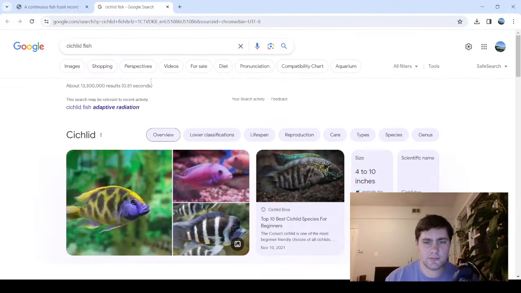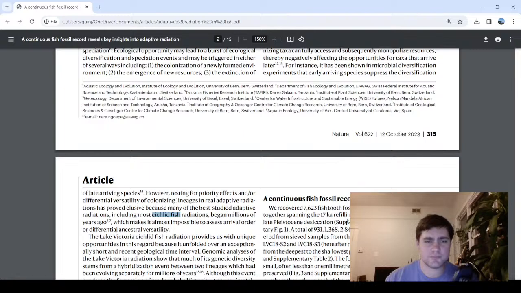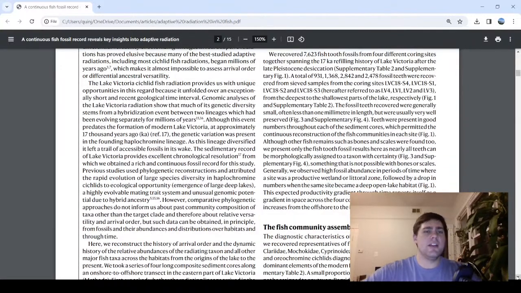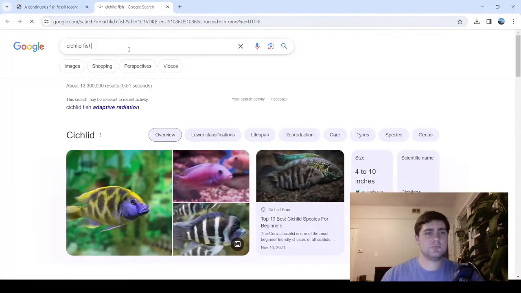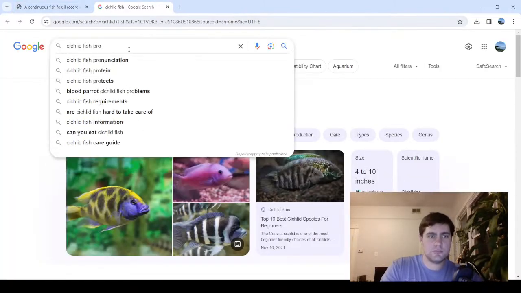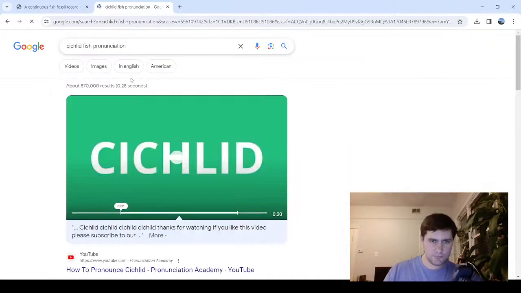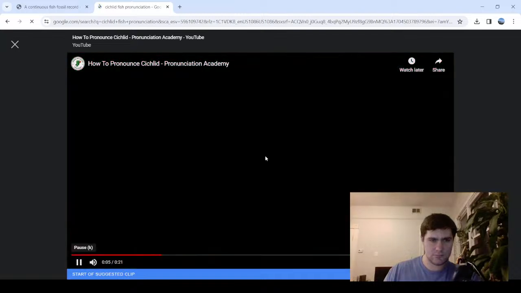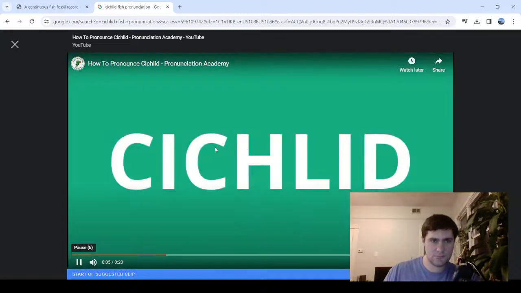Nice. They're still here. Lake Victoria cichlid fish. I gotta look up this pronunciation. Cichlid.